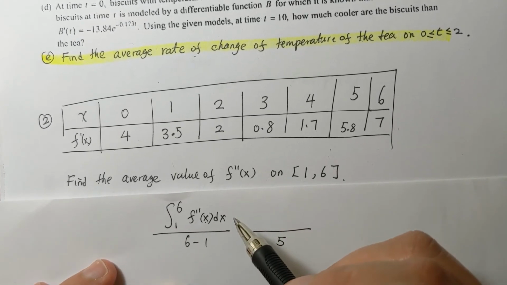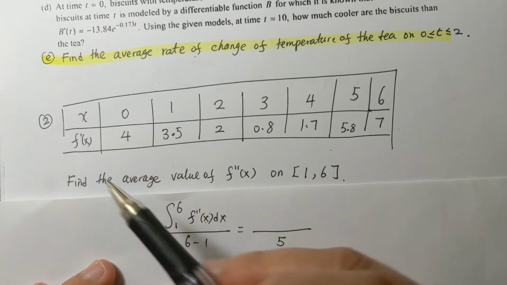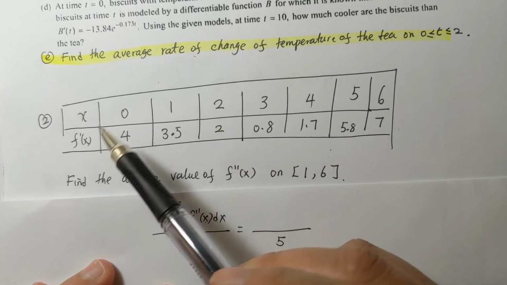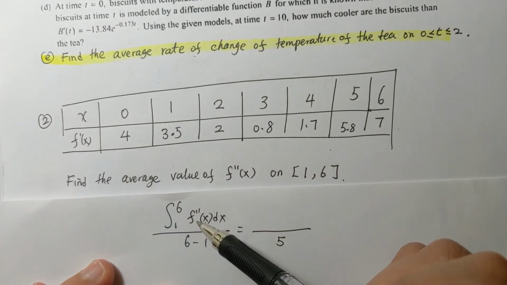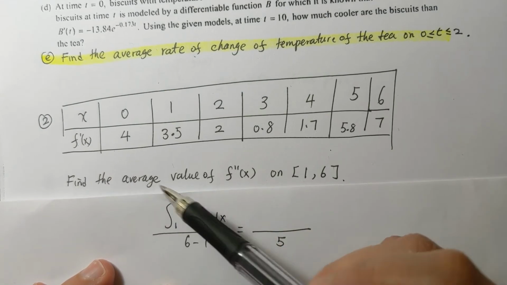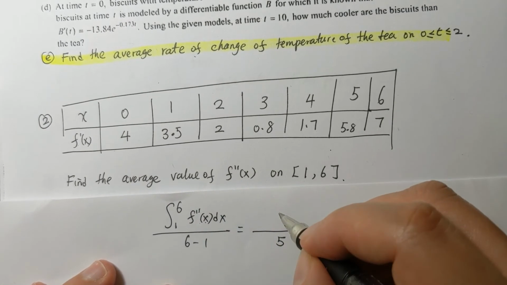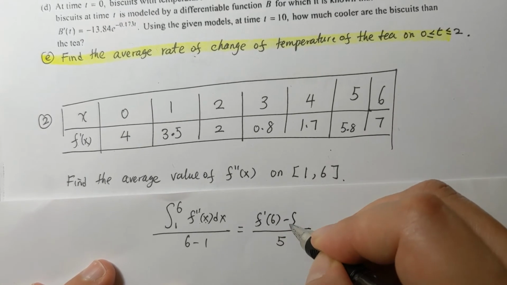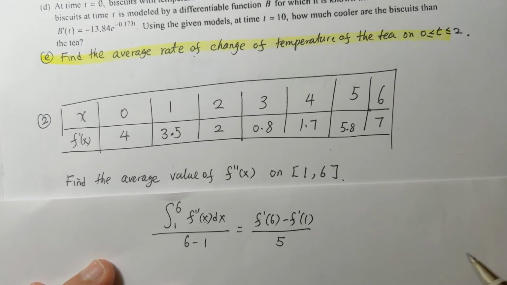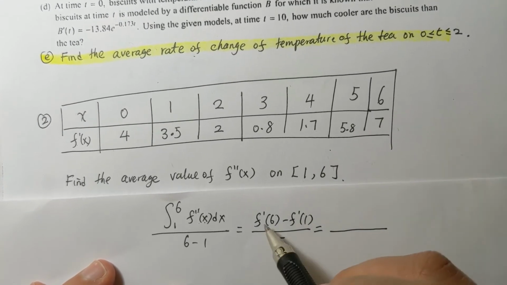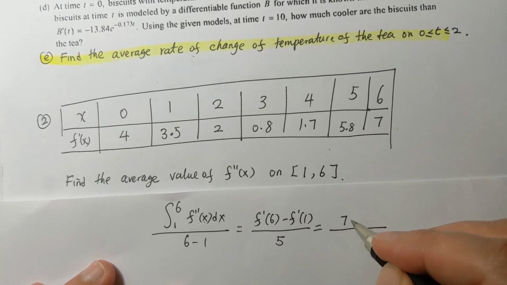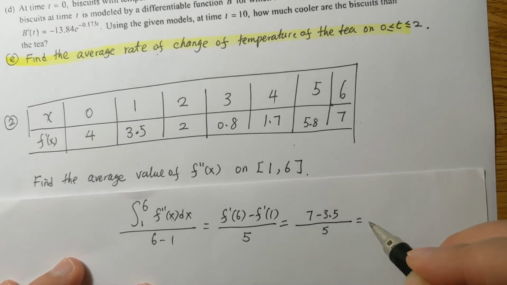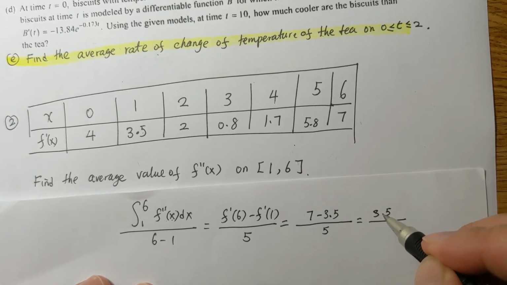So over here, you will find that you have a table of f prime and you have f double prime of x. The only relation is that the derivative of f prime is f double prime: derivative, antiderivative. So we have to use FTC. f prime of 6 minus f prime of 1. So now we find f prime of 6, which is 7, and f prime of 1, which is 3.5, and then divide by 5. We subtract, so you get 3.5 over 5.